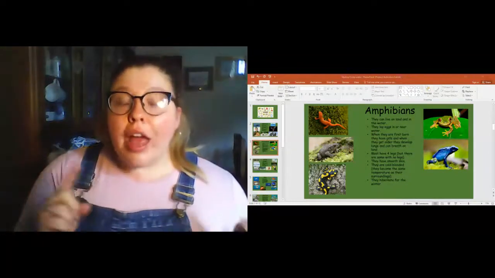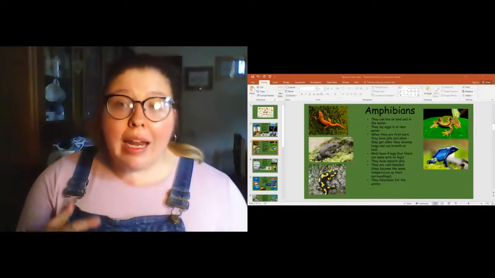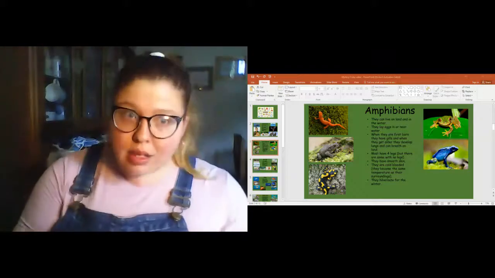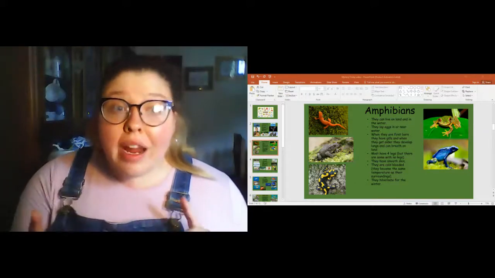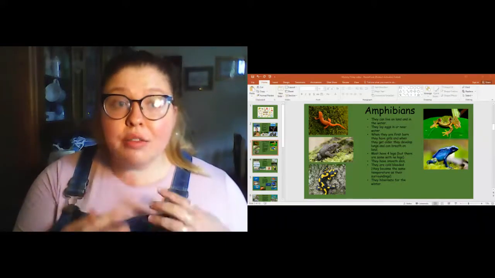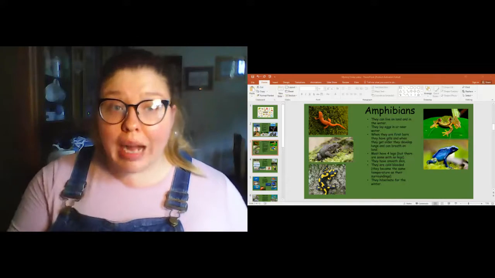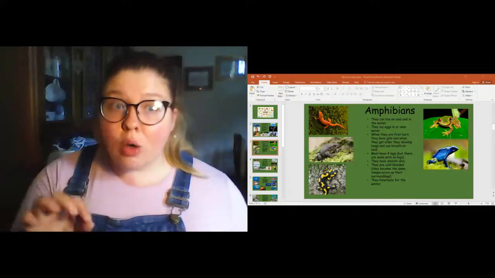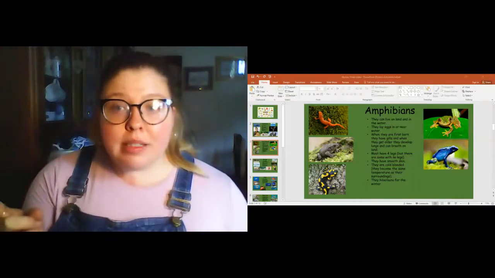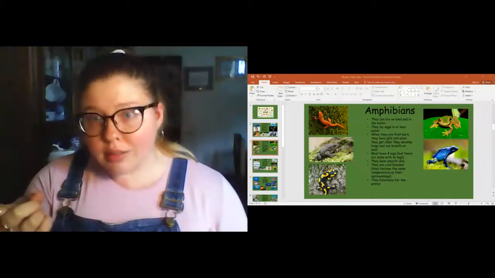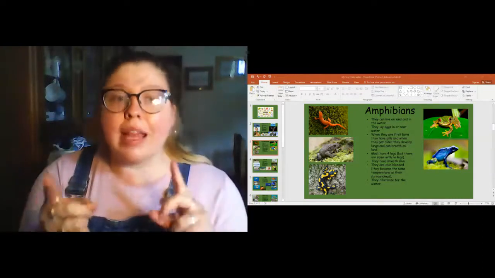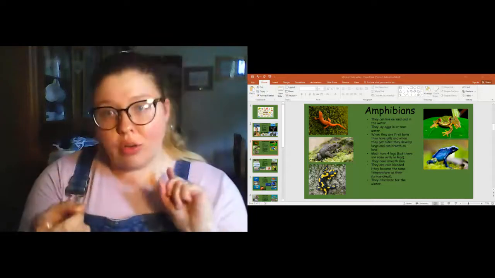Okay, they also lay eggs. So they lay their eggs in or near the water, kind of like frog spawn. You find frog spawn inside the water. When they are first born, amphibians are born with gills, but as they get older, they develop lungs so that they can breathe on land. So that's really important. In order to breathe on land, you need to have lungs. Amphibians have gills and lungs, which mean they can swim in the water and live on land.